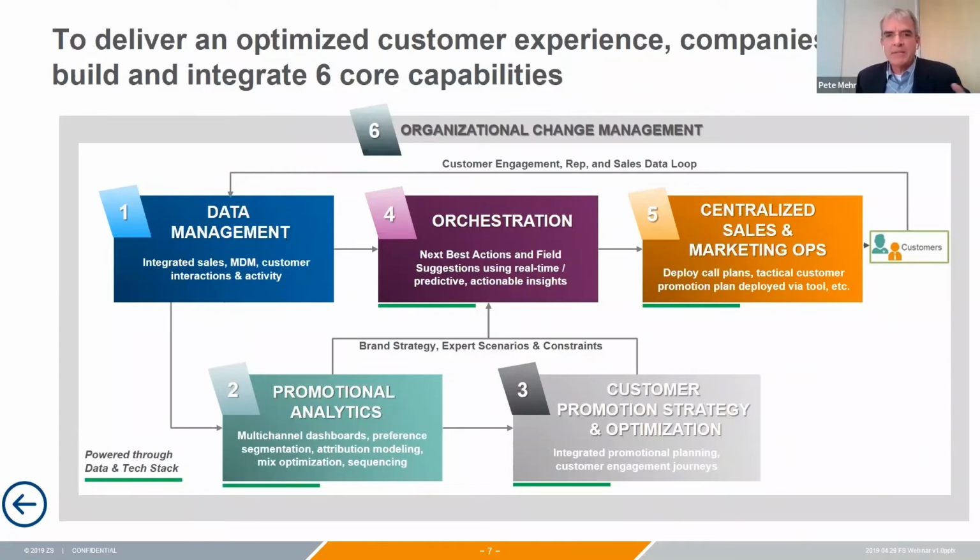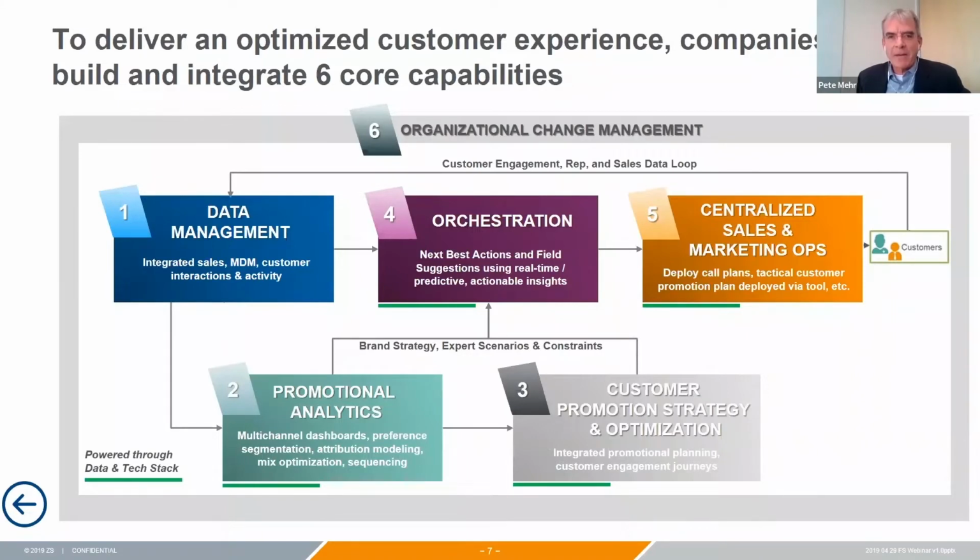The fourth capability is a next best action orchestration capability. How do I automate the engagements with customers? And then, of course, number 5 is the centralized sales and marketing operations. In essence, when I decide the action to take, I want to be able to automate that through and out to the marketplace in a very efficient way.